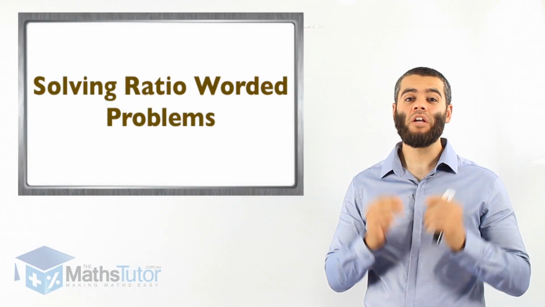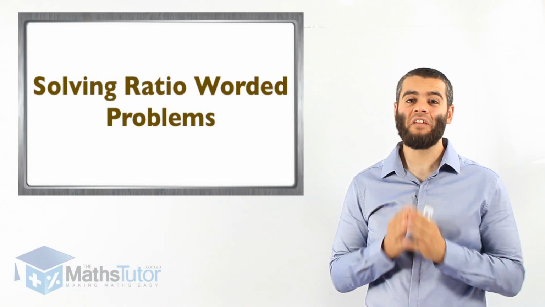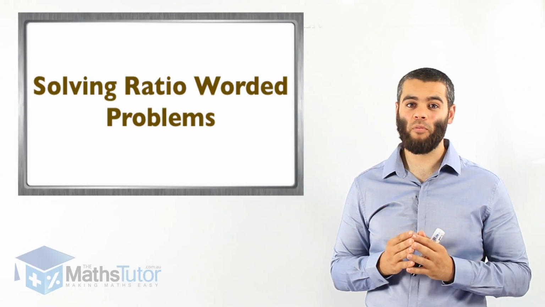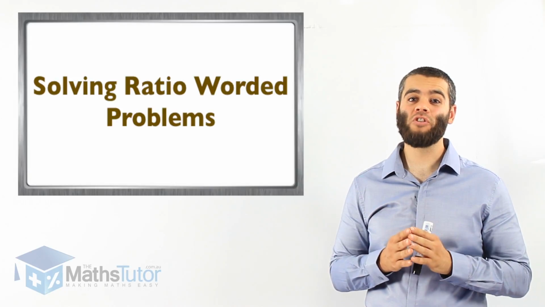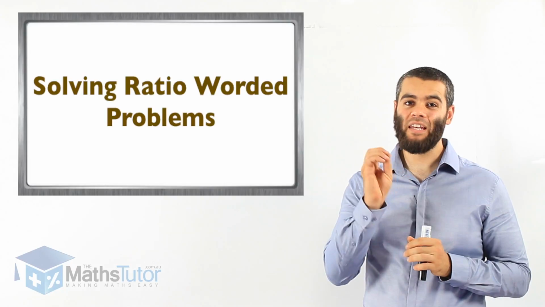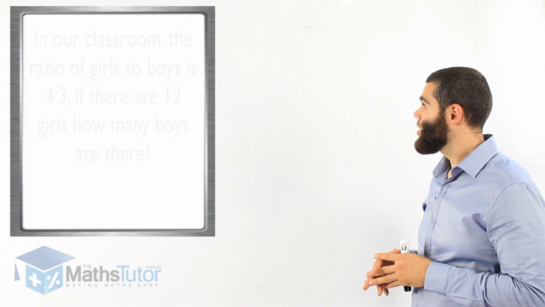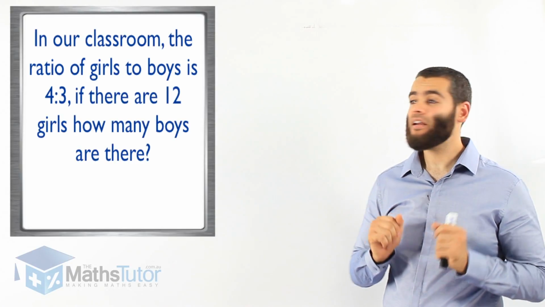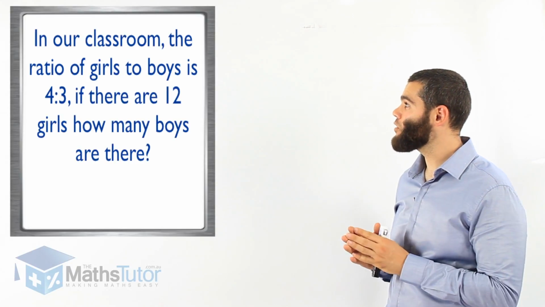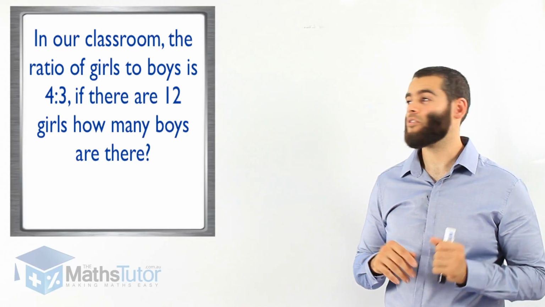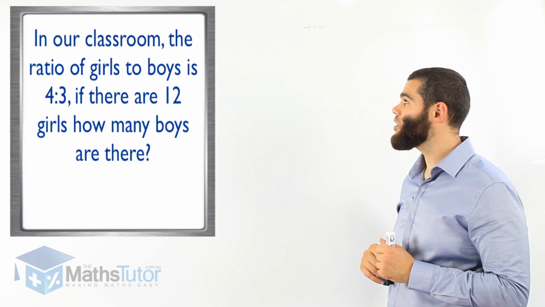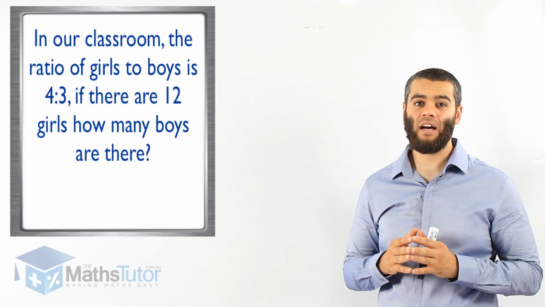Okay guys, when working with ratios, we're going to face a lot of worded problems. We need to know how to use ratios to solve these problems. Let's see, using these examples, how easy it is. Example 1. In our classroom, the ratio of girls to boys is 4 to 3. If there are 12 girls, how many boys are there?